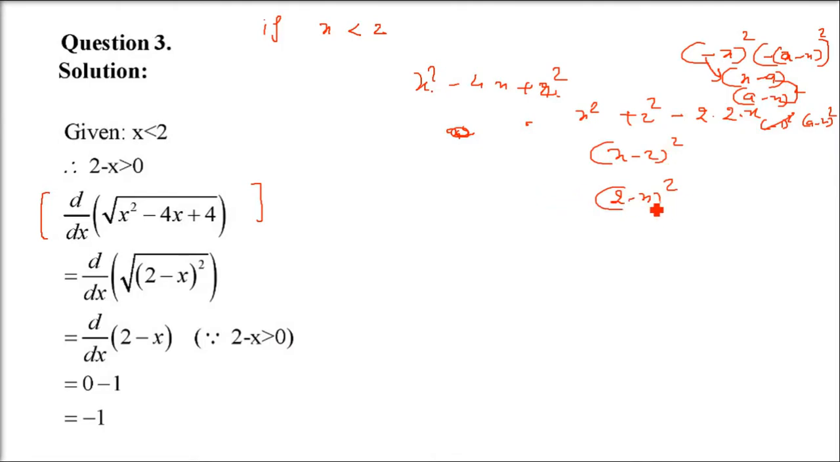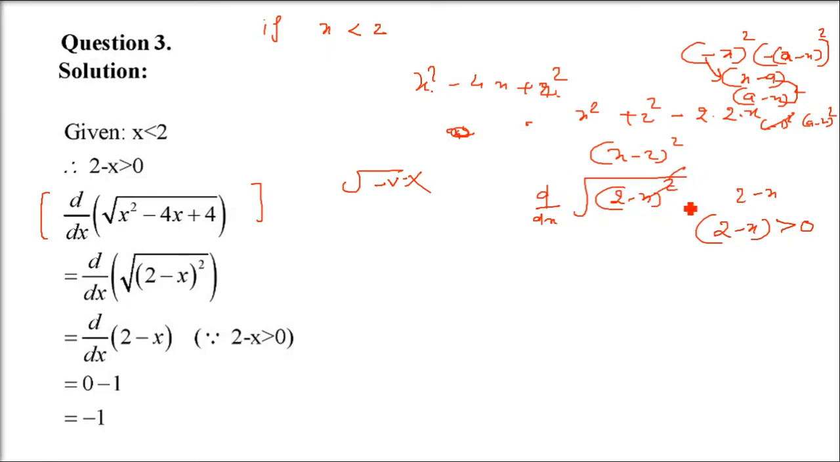Right? Now 2 minus x is greater than 0. It's already given in the condition. So 2 is greater than x, which is given in the question. Okay? Since it is greater than 0, only then can we take the derivative of the under root, because a negative number inside the root won't work. We are not dealing with complex numbers here, so we only deal with normal numbers.